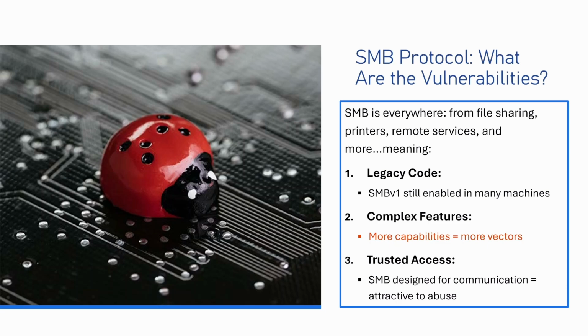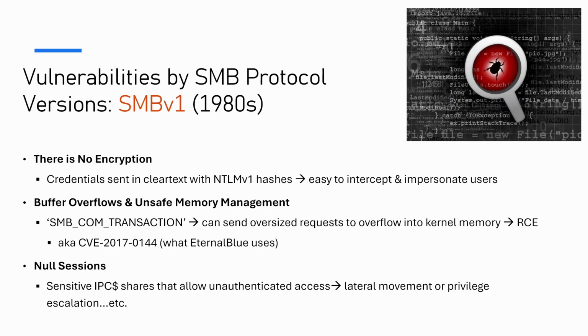So first, legacy code. Older versions like SMB version 1 are still enabled on many machines. And the more capabilities, the more attack vectors there are. SMB is designed to enable communication, which is exactly what's attractive to abuse, especially when looking to traverse a network. When we have a protocol that is made for network browsing or discovering devices, connecting users, communicating with devices, pipes, or files, get control of SMB in the network, then you get a ton of power. Let's break this down by looking at some major versions, starting with SMB version 1.